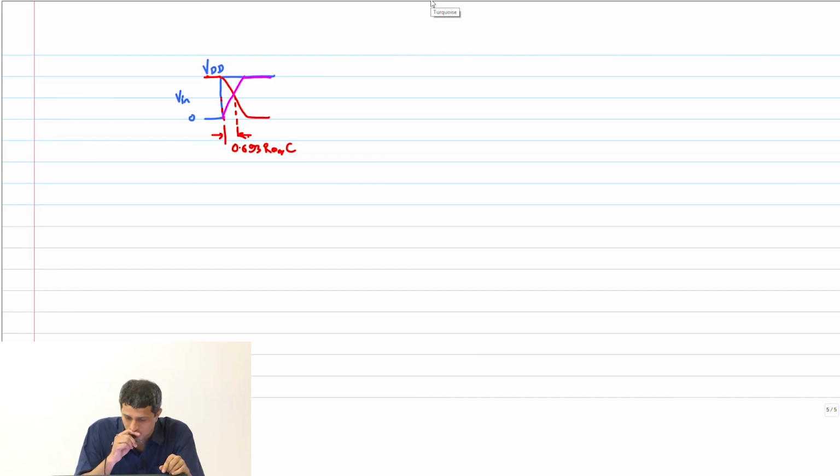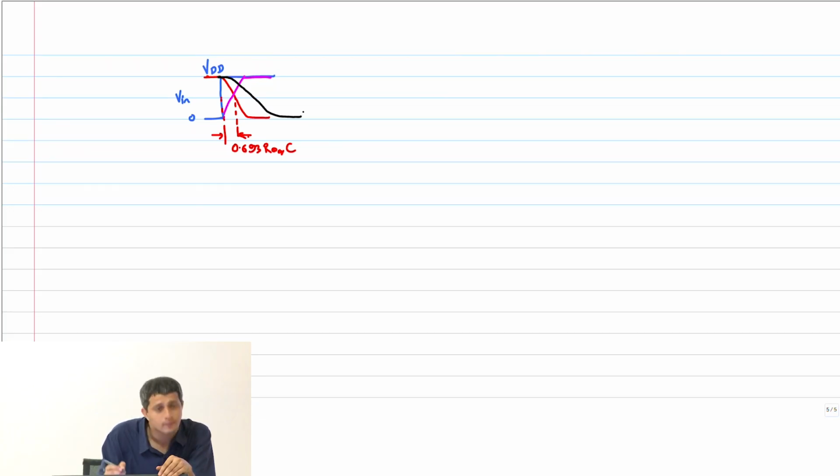Now I have run out of colors because someone told me that green is not visible from there, so I'll use black. So this output, with the magenta input, where the input is rising slowly, will take longer, right? So in that case, the delay is actually from here till here, and it's a longer delay. How much longer? 1 by 0.693 times longer is all we are saying. So this we are saying is approximately R equivalent into C.